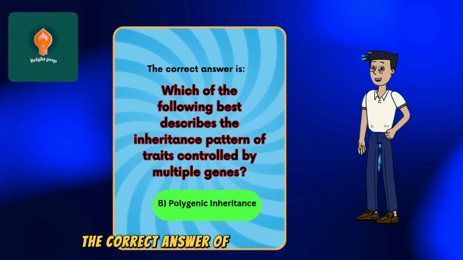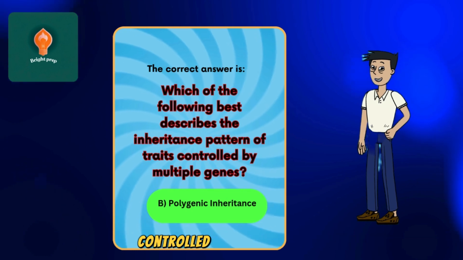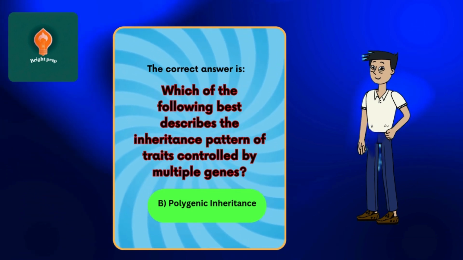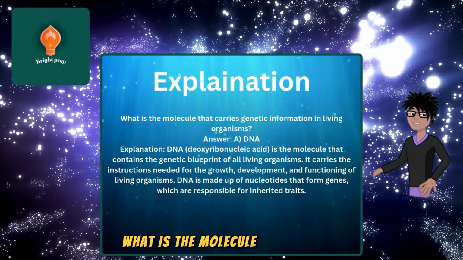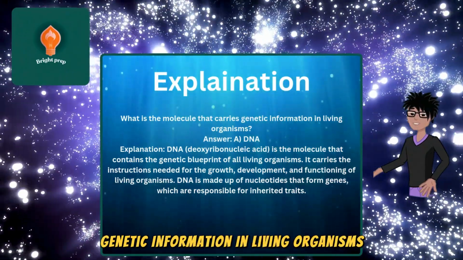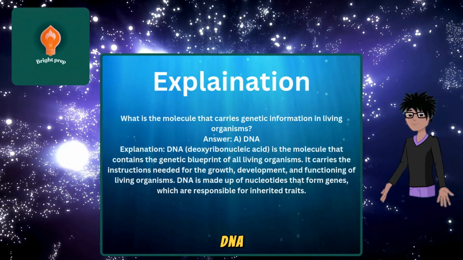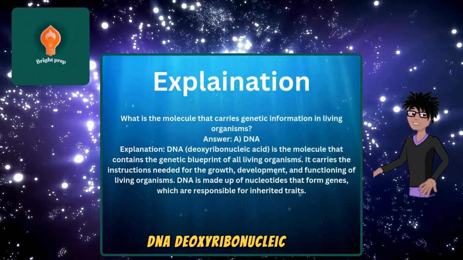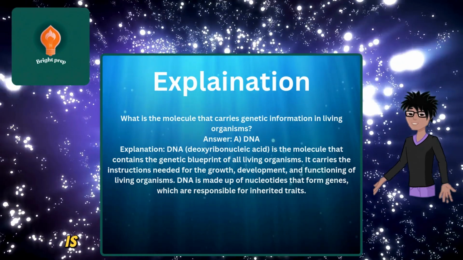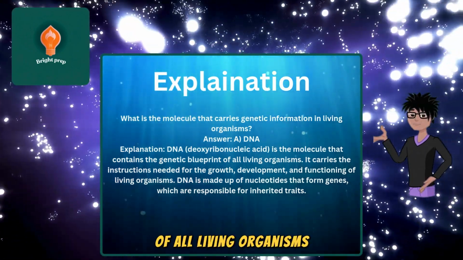The correct answer to which of the following best describes the inheritance pattern of traits controlled by multiple genes? Answer B. Polygenic inheritance. What is the molecule that carries genetic information in living organisms? Answer A. DNA. Explanation. DNA, deoxyribonucleic acid, is the molecule that contains the genetic blueprint of all living organisms.